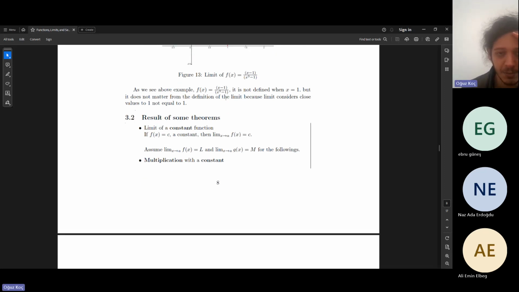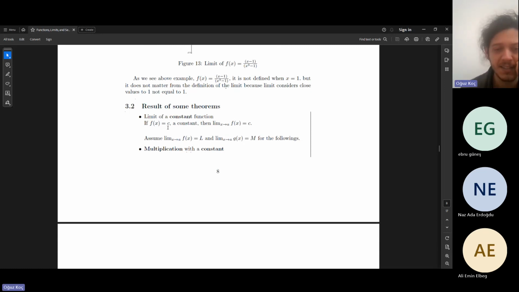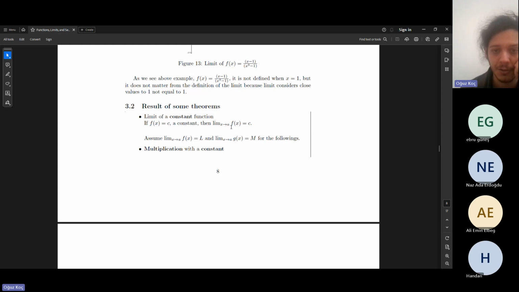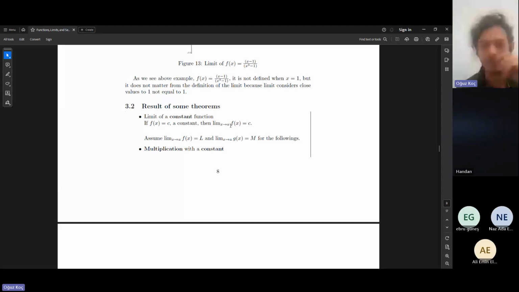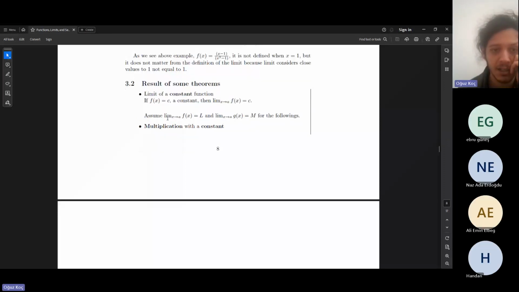In here we have some results of some theorems. Limits of a constant function. It is the same as the function case. If it's a constant, it doesn't matter whenever the x values are changing, it's equal to c. And we have the multiplication with a constant.